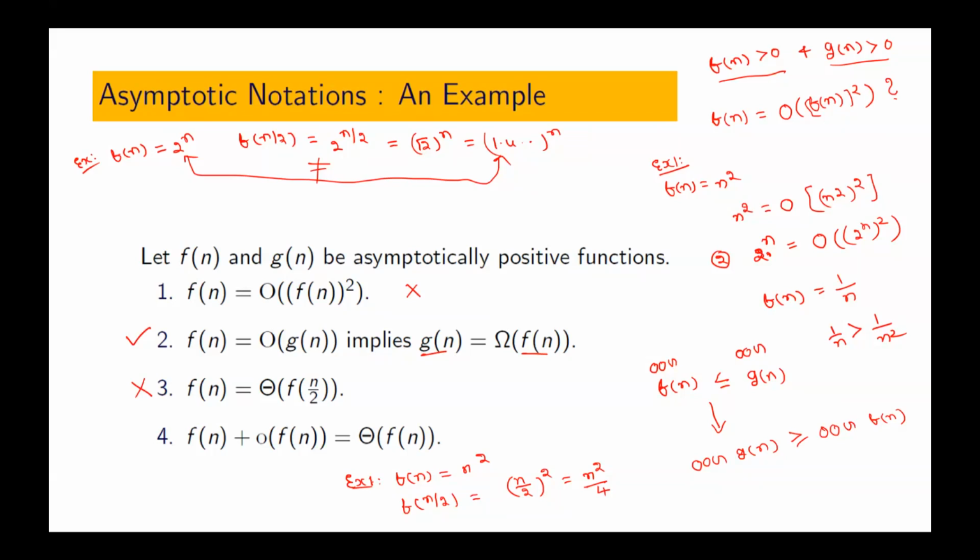Is that clear? Okay. Showing it false is easy, but coming up with a counter example is very difficult actually. So finally it is false. Now what about the 4th one?